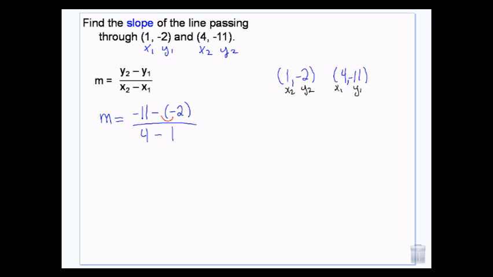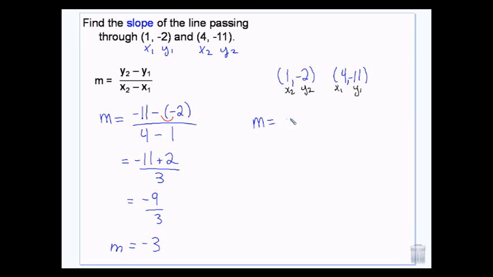So right now that we're here, negative minus, so that becomes plus 2. 4 minus 1 is 3. Negative 11 plus 2 is negative 9 over 3. So my slope is negative 3.